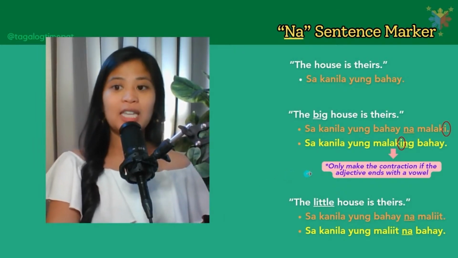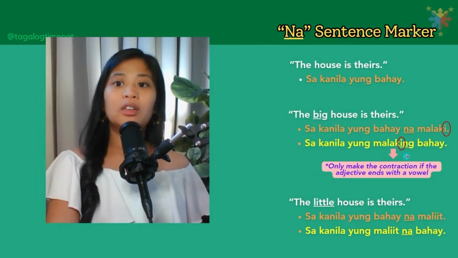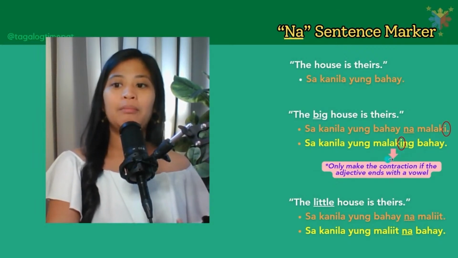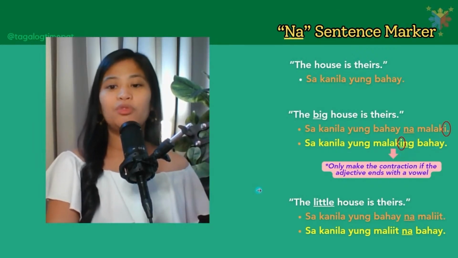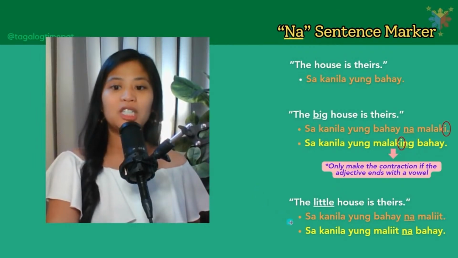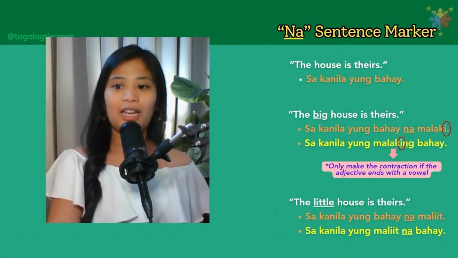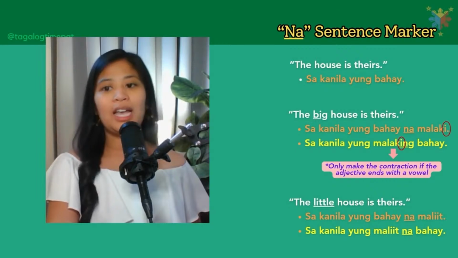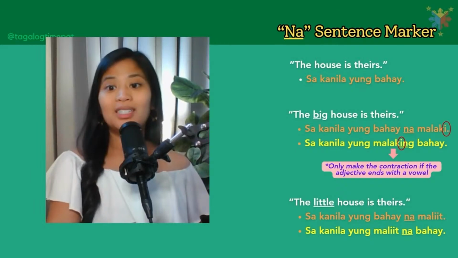If the adjective does end with a vowel, you can make a contraction, and just know that the sentence marker na is there. Malaking bahay technically is malaki na bahay. But we just made the contraction just to make it easier to pronounce and make the sentence flow a little bit better. But if the adjective ends with a consonant, you don't make the contraction because it doesn't really work like that. And these two ways to say these phrases are used equally as much. There isn't a formal way, there isn't a casual way. It's just kind of personal preference or depending on what someone wants to say.